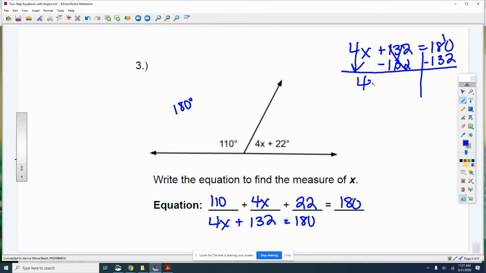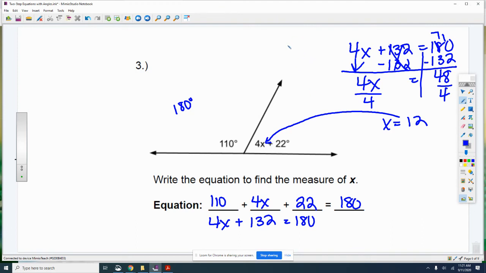Let me pull my stuff down here. Here we go. Okay. And then I'm going to divide both sides by 4. Okay, and then x equals 12. And then I have to plug my 12 in and work out to get my angle.